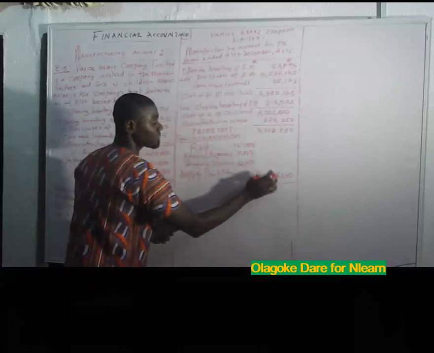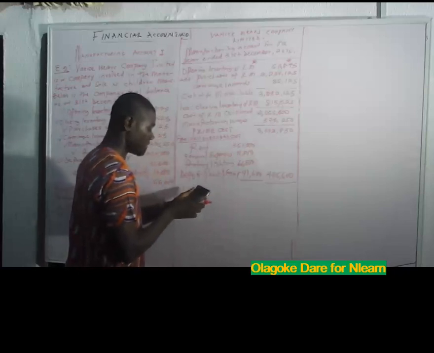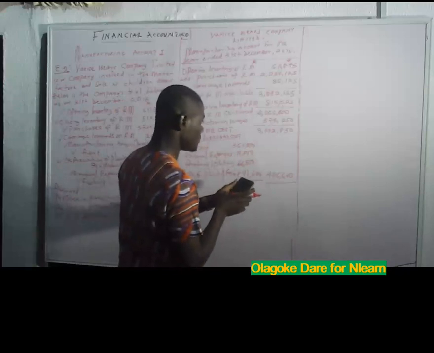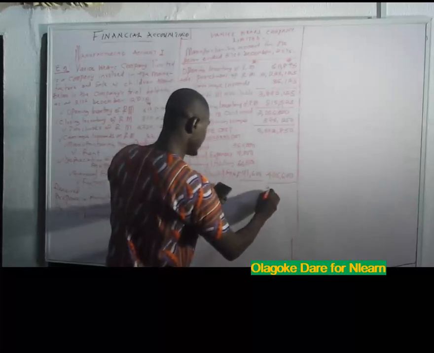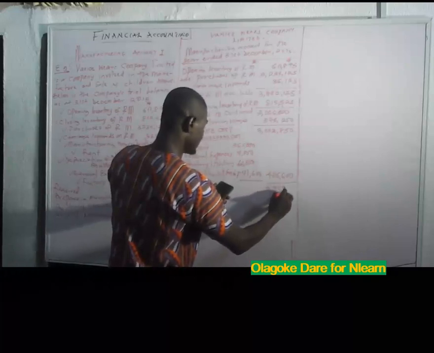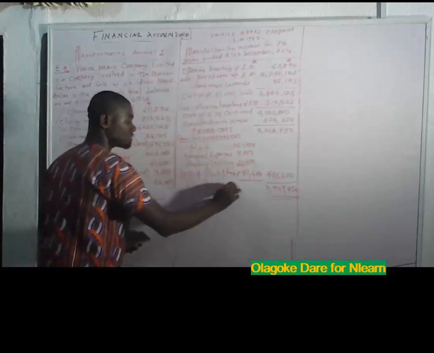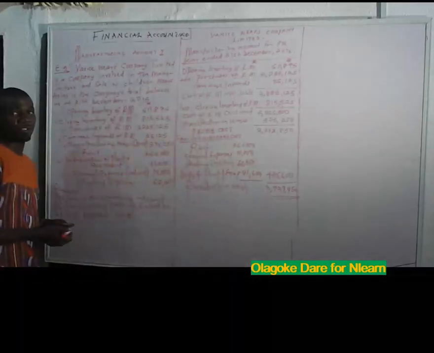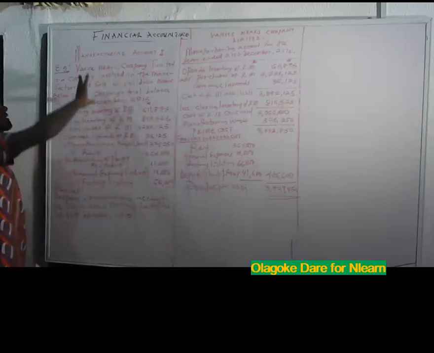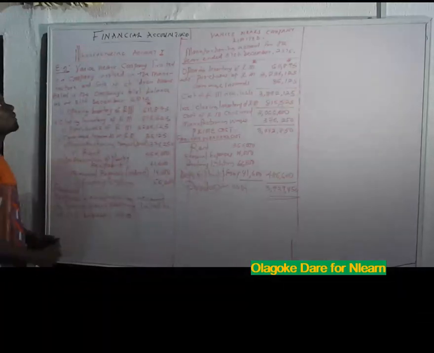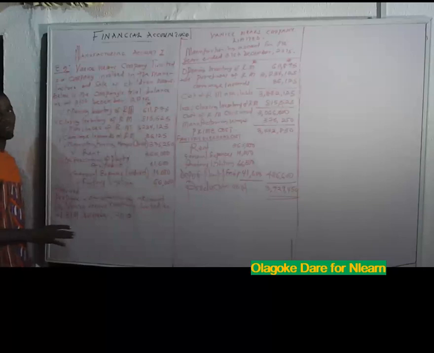If I add the factory overhead cost to my prime cost, what I have will be my production cost. Let me add the two together: 3,442,850 plus 486,600. So what I have here is 3,929,450. Yes, this is my production cost. So with this, we have answers to questions relating to manufacturing accounts. Any question on manufacturing accounts, you should have no problem, based on the principles given to you.